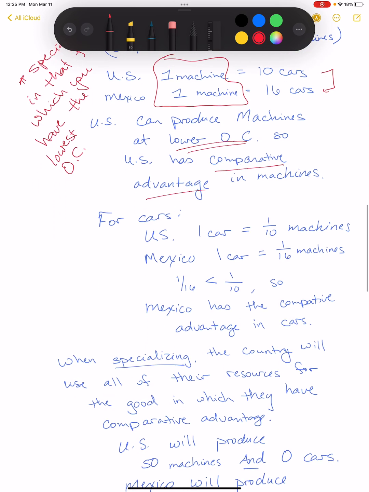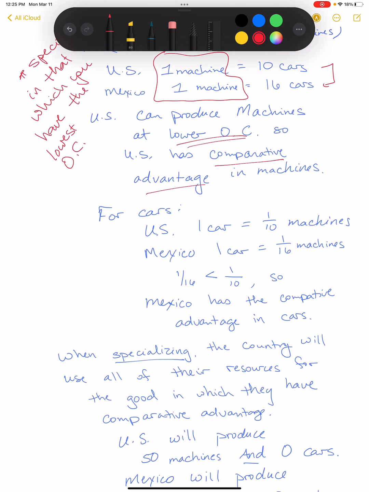Let's double check that we get kind of the opposite here for cars. So in the U.S., one car costs 1/10 of a machine to produce. In Mexico, one car costs 1/16 of a machine. 1/16 is less than 1/10. So you can grab your calculators if you need to convert that to a decimal, or you can take my word for it. But 1/16 is less than 1/10. So that means that Mexico's opportunity cost for cars is less than the opportunity cost for cars in the United States. So Mexico has the comparative advantage in cars.